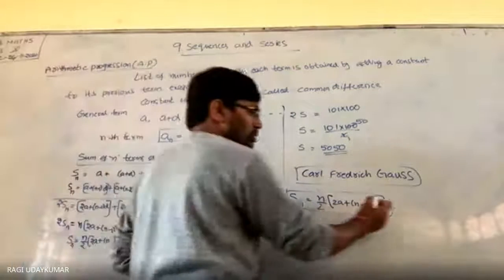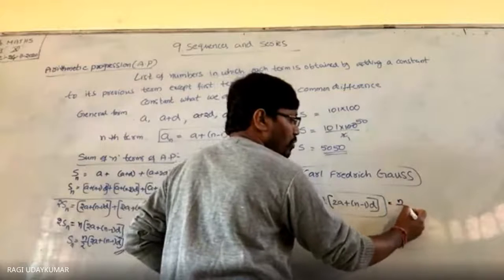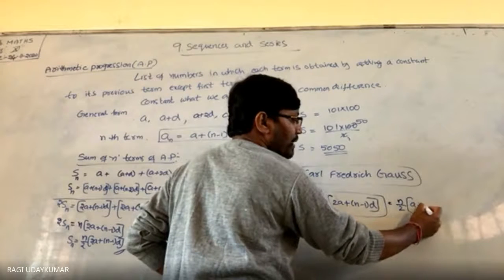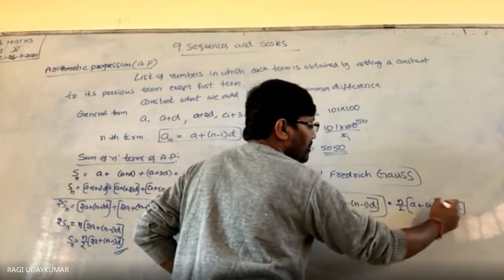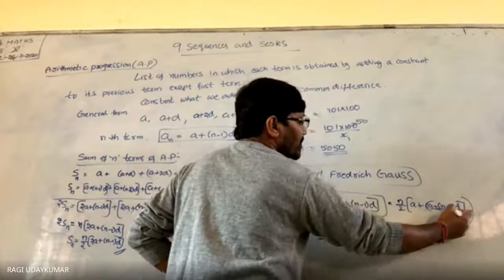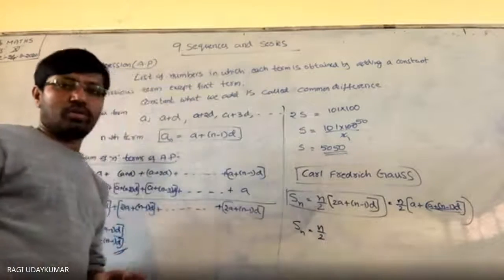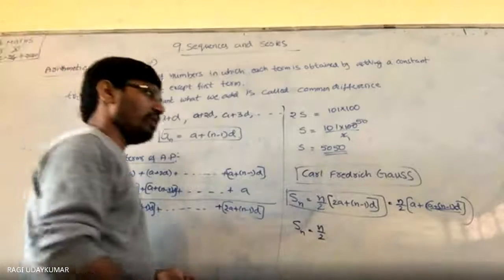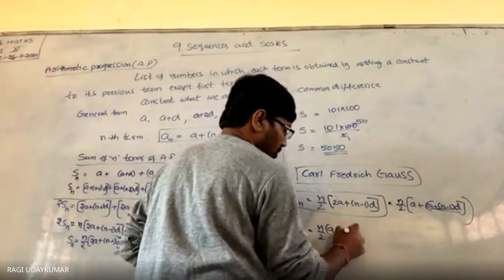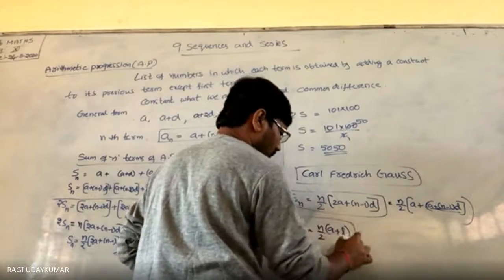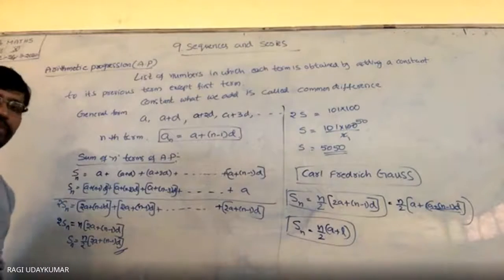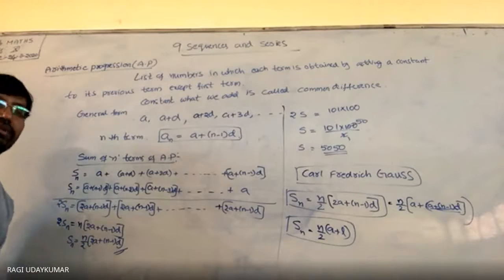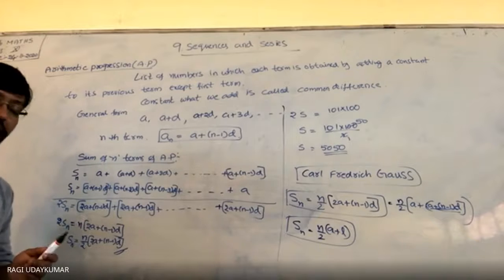And if you want, n by 2 of 2a, I write a plus a plus n minus 1 into d, which is the last term. So a plus the last term, you can also write a plus l. So another formula for the sum of the n terms is n by 2 of a plus l. This is the sum of the n terms of the geometric progression, sorry, arithmetic progression.